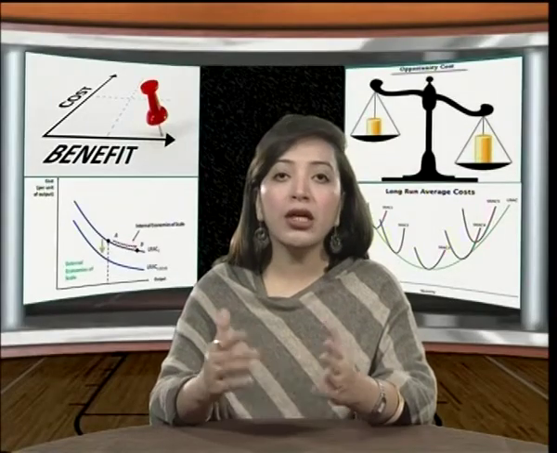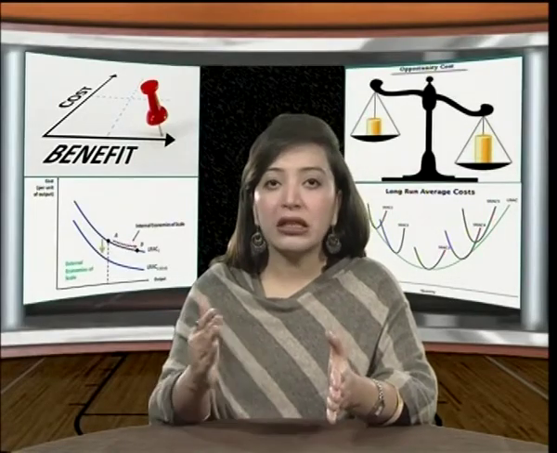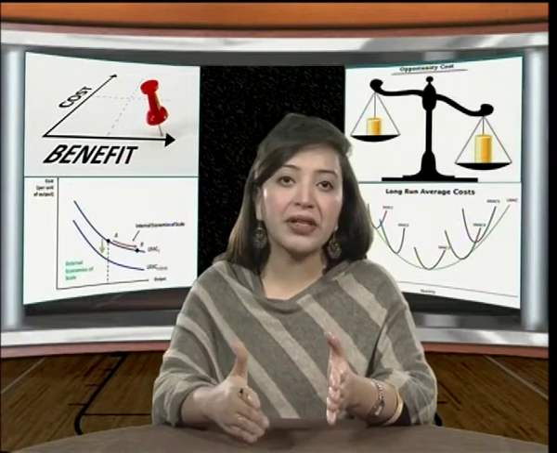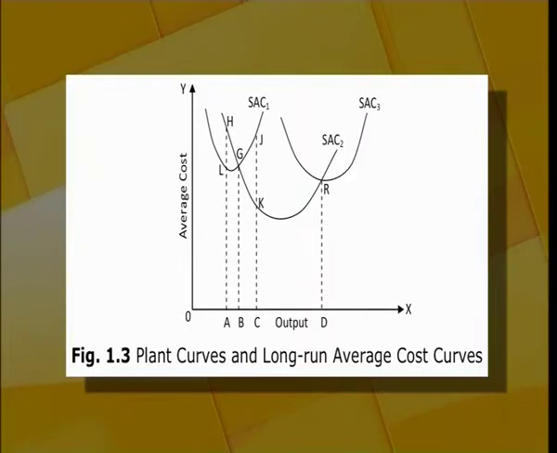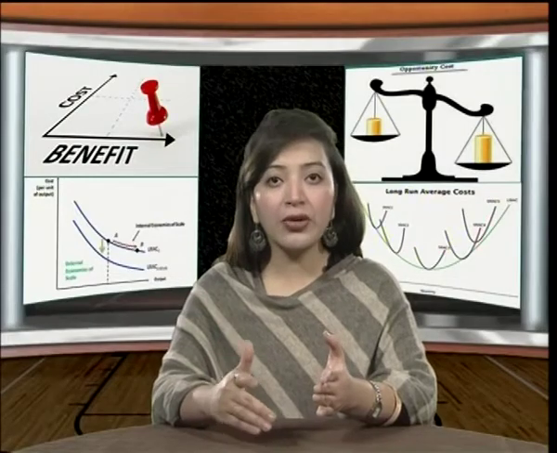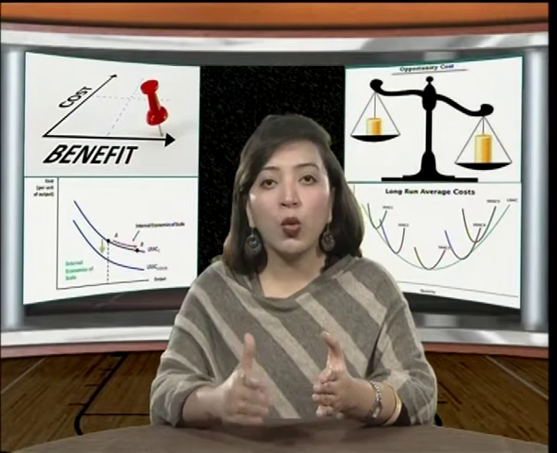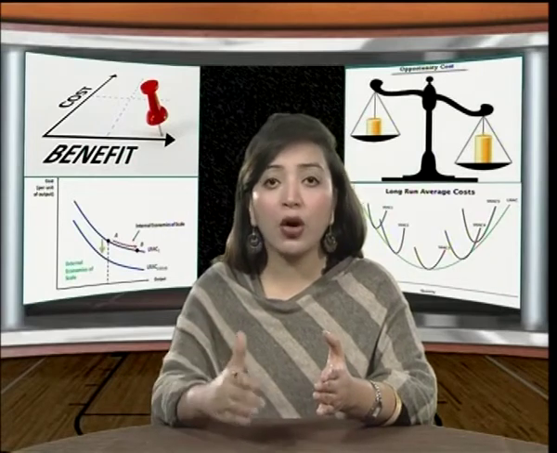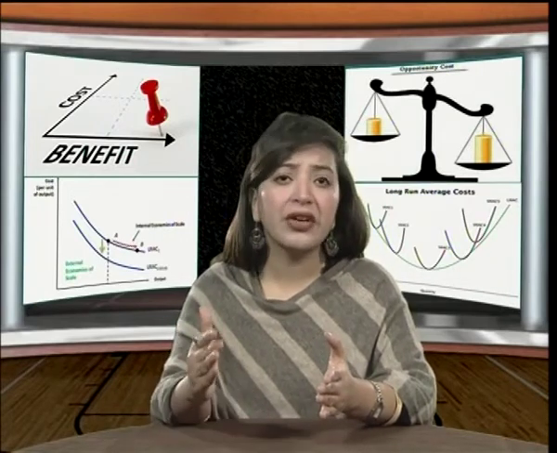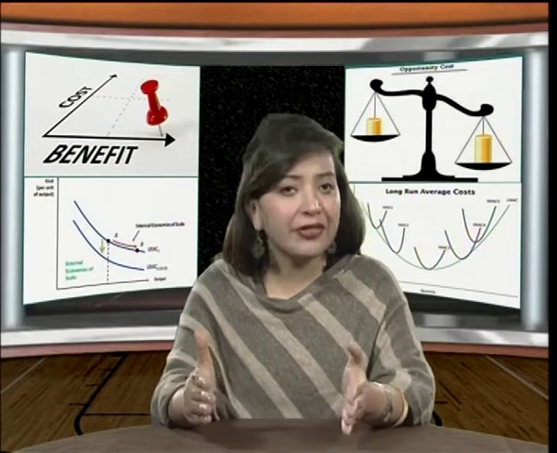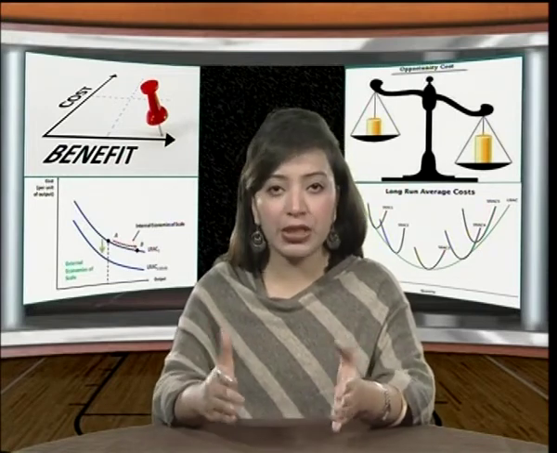But in the long run, the firm can choose among the three possible sizes of plant as depicted by short run average cost curves SAC1, SAC2 and SAC3. In the long run, the firm will decide with which size of plant, or on which short-run average cost curve, it should operate to produce a given level of output at the minimum possible cost.